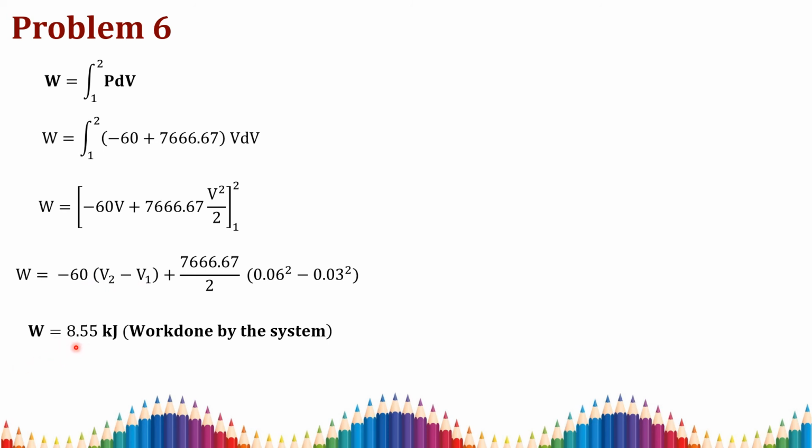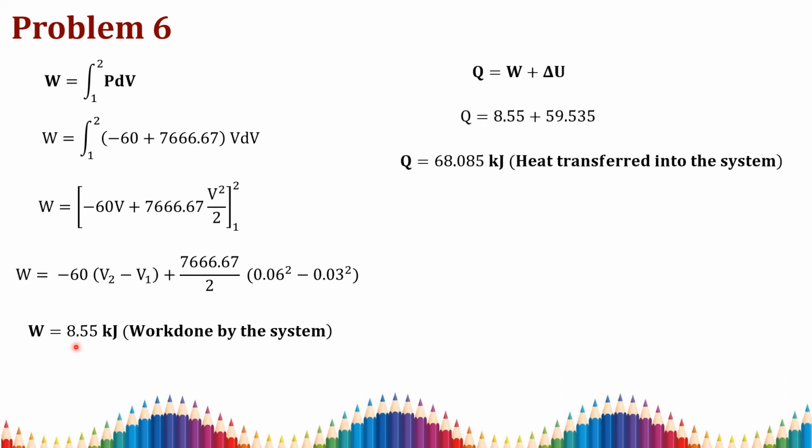Here work done is positive. When the work is taken out of the system, the work is done by the system. That is the magnitude. Then we need to find Q, the net heat transfer. According to the first law of thermodynamics, Q is equal to W plus delta U. We know W from here, and previously we found the change in internal energy, delta U, U2 minus U1. By adding those two values, you can get Q equal to 68.085 kilojoule.